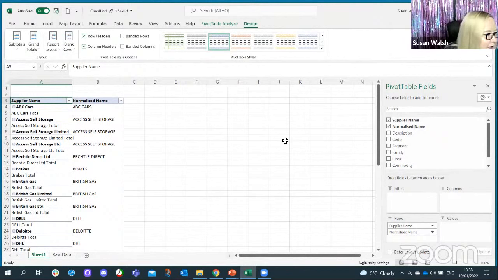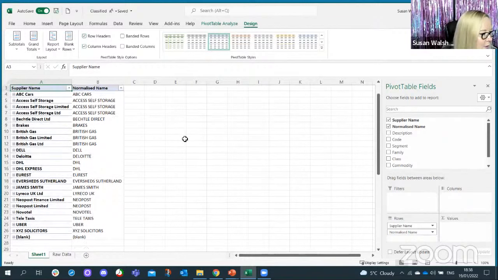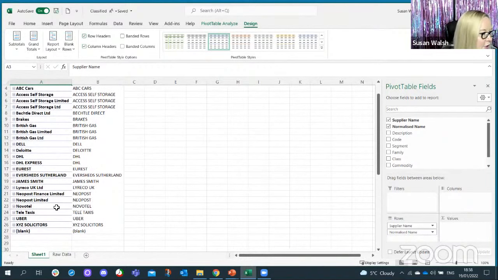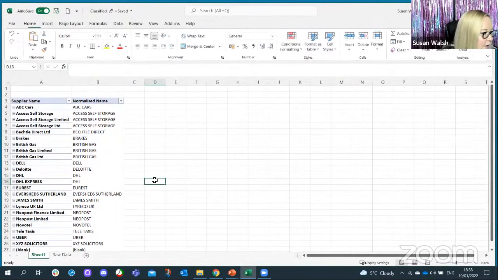And then, okay, it's still not looking great. So what I need to do is take my subtotals off, and take my grand totals off. So now that is looking a lot better. So I can see that for each supplier, here we go, DHL and DHL Express here. Okay, yeah, and then we've got one. So that's all good. So I can do a quick check to make sure that's all right.